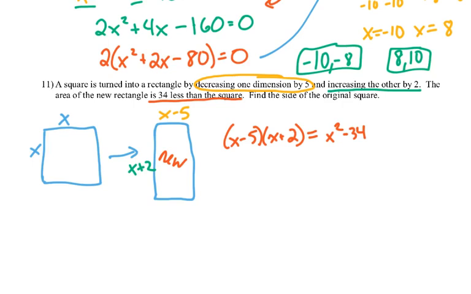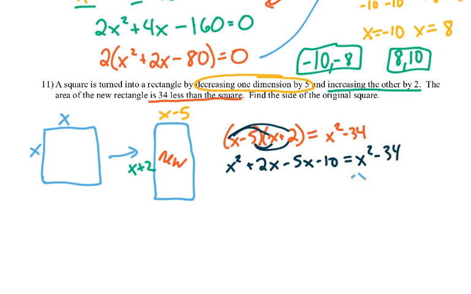So we have this equation, and now our goal is to solve it, which of course is easier said than done. But let's FOIL out this left side. We get x squared plus 2x minus 5x minus 10 equals x squared minus 34. Remember, we need to get everything onto one side, so I'm going to subtract the x squared, and I'm going to add the 34. So then we have no more x squared, so that's kind of cool. We've got a negative 3x from combining these two. We've got a plus 24, and that equals 0.